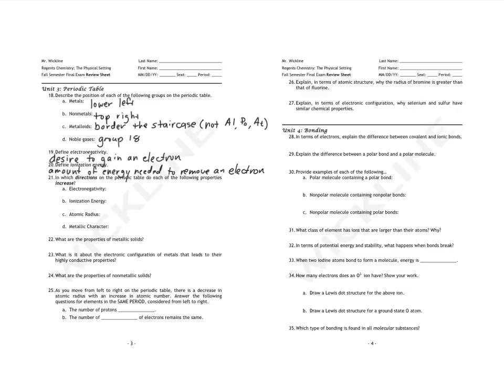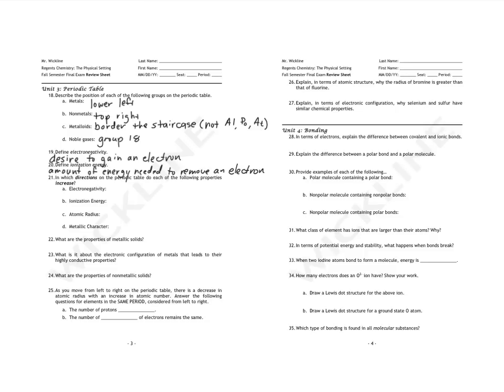The exception would be for noble gases. The noble gases would have no electronegativity because they don't want to gain electrons, and they also would resist the loss of electrons very much. So in the case of noble gases, they have high ionization energies, but low electronegativities.